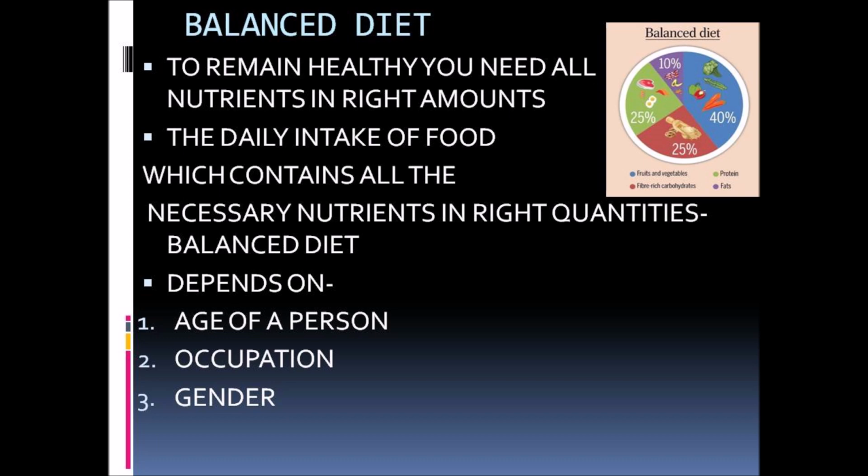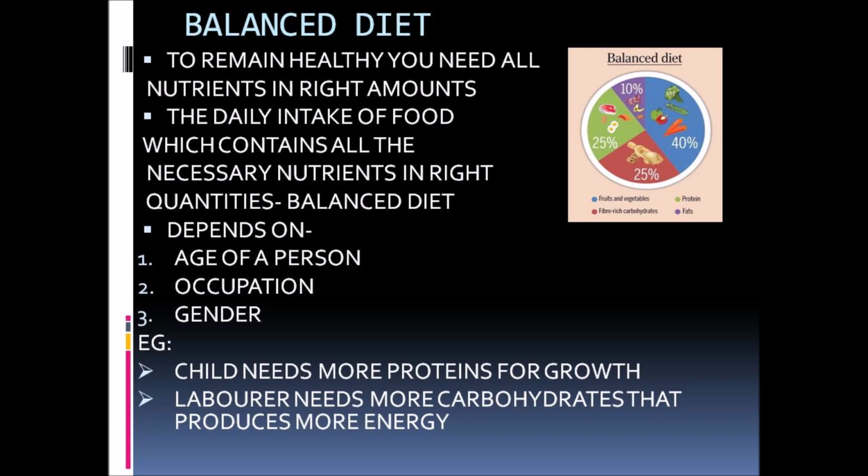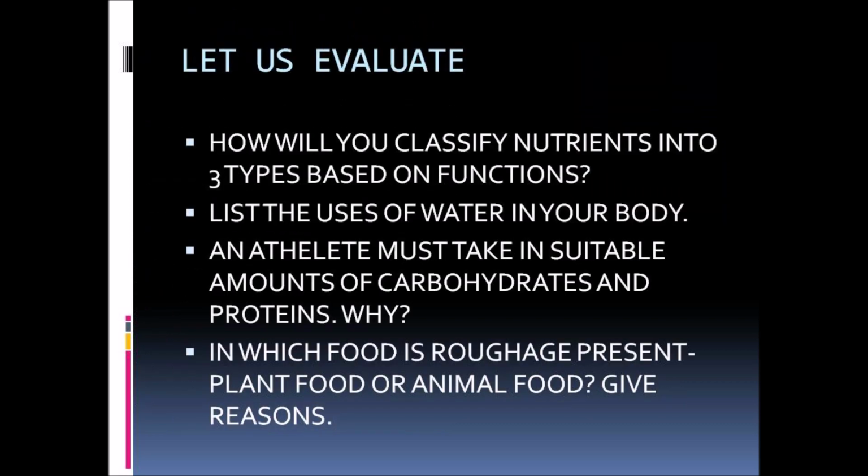For example, an infant requires more proteins for growth. Hence, the child is fed on mother's milk, which contains lots of proteins. A laborer, on the other hand, does more physical work and hence requires more carbohydrates to keep his energy levels high. This brings us to the end of Unit 1.